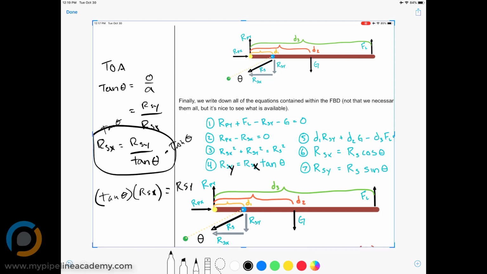Good thing we checked it. Is that going to affect the calculations later on? No, because we ended up not using that equation anyway. Cool.